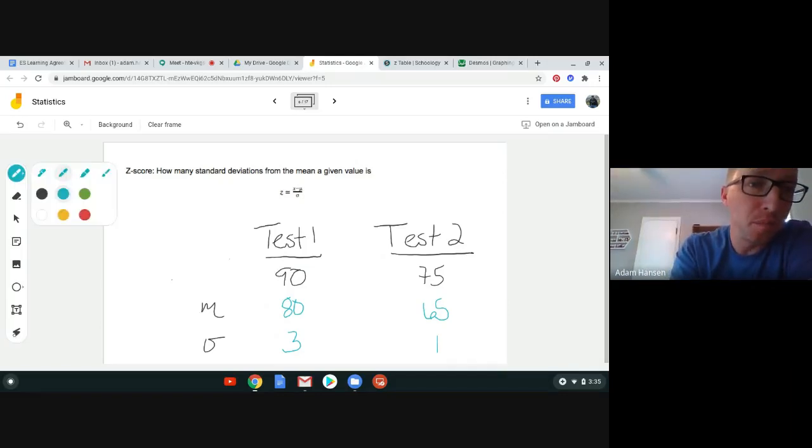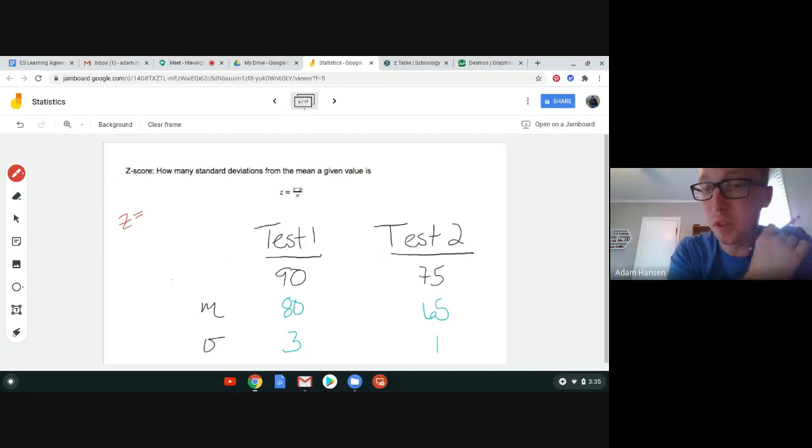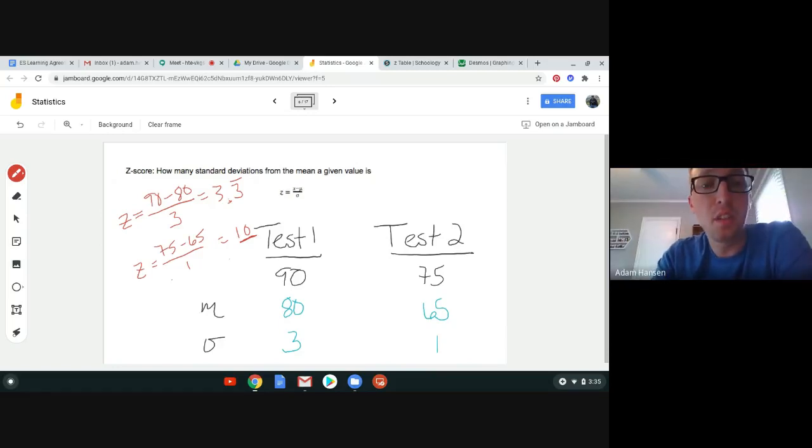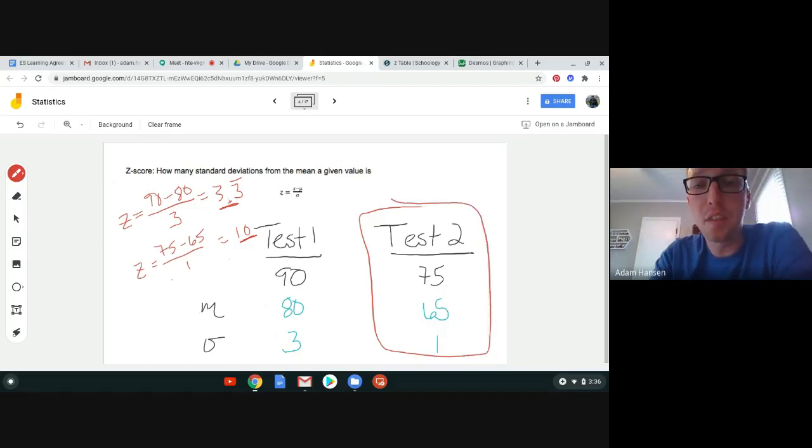So for test 1, our z-score is how many standard deviations from the mean a given value is. So let's first figure out how far from the mean our test score was: 90 minus 80, and then divide by, to put it in terms of the standard deviation, 3. That's 10 divided by 3, or 3.3 repeating. For test 2, our z-score would be the same setup, 75 minus 65. We're 10 points better than average, but there's less spread. My score of 10 points better than average is much more uncommon because there is less variance, less spread in the distribution. A z-score of 10 is much more atypical than a z-score of 3.3 repeating. So we did better on test 2 when compared to the rest of the class than on test 1.